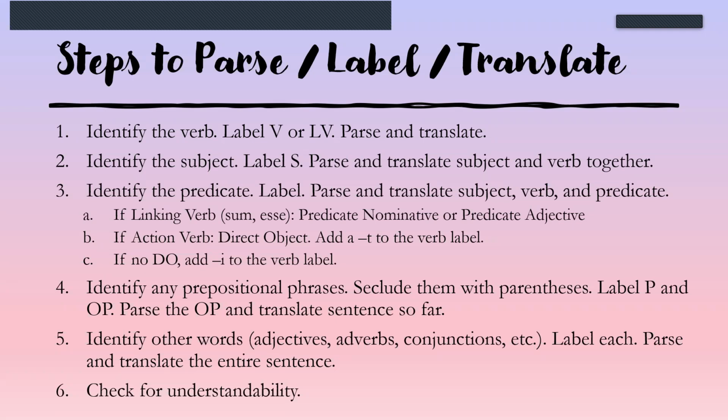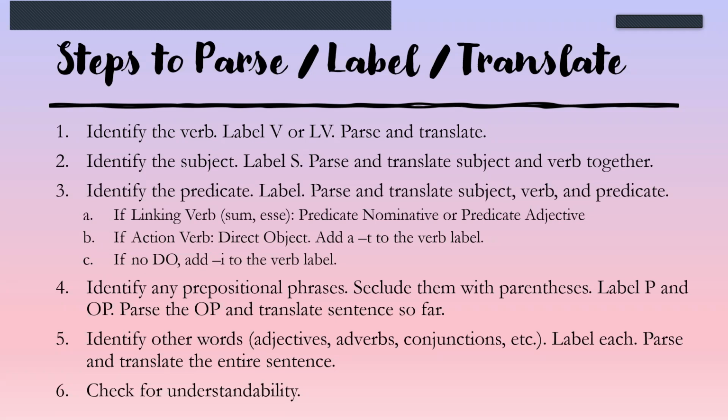Okay. The first step is always to identify the verb. This is very important. Then you're going to label it, V or LV, parse, and then translate. You'll notice that after every step, I want to translate the sentence as if that was the only part of the sentence.